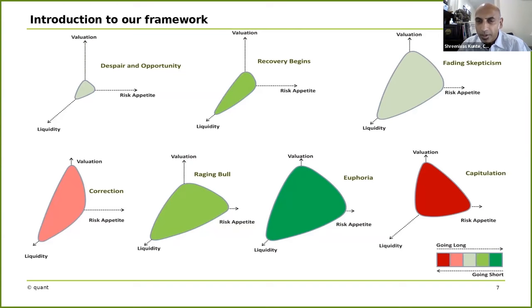I don't know. That's just a connection of the points that we see. Valuation is probably high, very high, close to the top end. Risk appetite, if you're talking about the red, most bottom right figure, risk appetite is probably right to the extreme as well. And liquidity is being sucked out of the market.